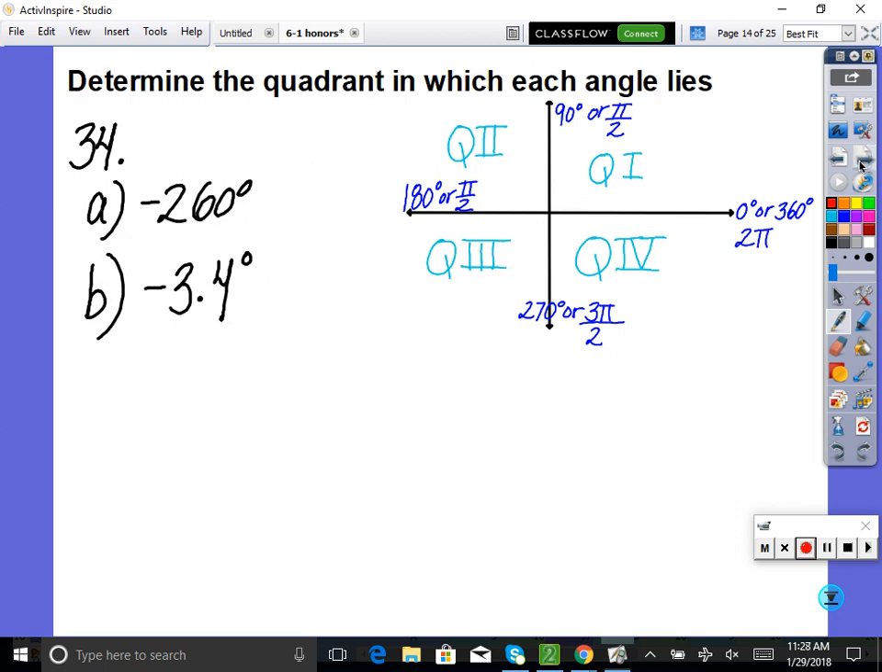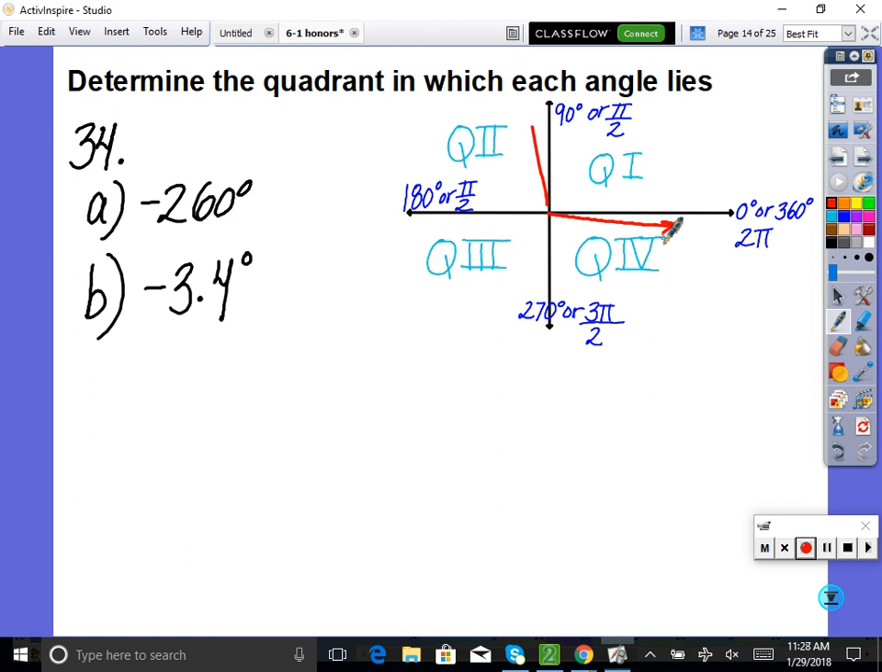Sweet. Now let's answer these questions. Determine the quadrant in which each angle lies. So negative 260, where would that land? Negative 260 is quadrant 2, over here somewhere, correct? Because this was negative 270, so it's right here more. True, yeah. Okay, what about negative 3.4? Quadrant 4, that's super easy.